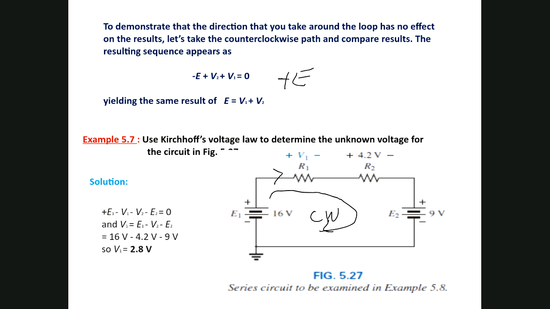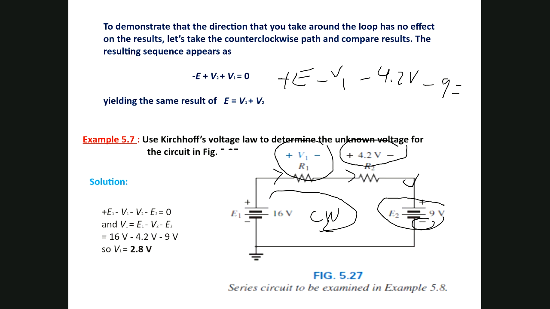So I will leave V1 with negative, so minus V1, then enter here. I will leave the minus 4.2 volt, then I will go through here, then to this supply by this negative, minus 9, equal to 0 when I get back to the same point. So this equation is basically the same equation as here. Then you can substitute, and you will find the unknown, which is the voltage drop across this resistor.